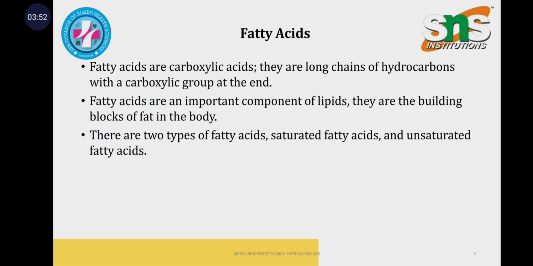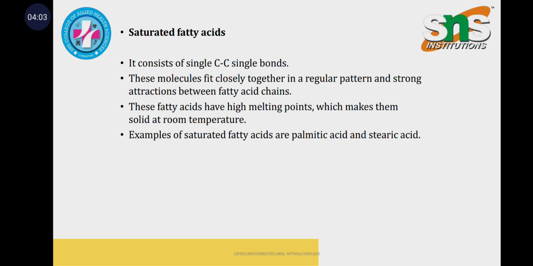Fatty acids are carboxylic acids. It is the important component of lipids. They are the building blocks in the body. Saturated and unsaturated fatty acids are the two types.